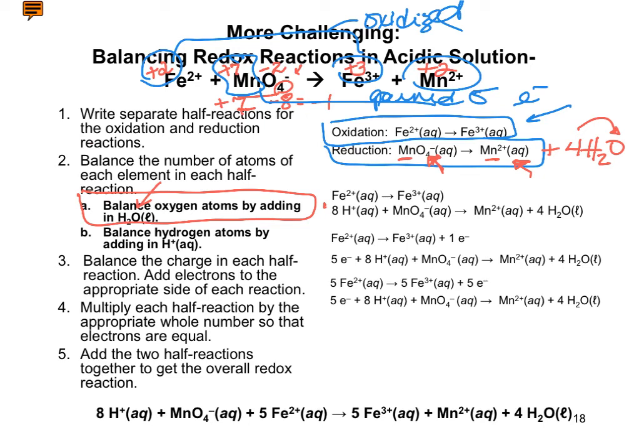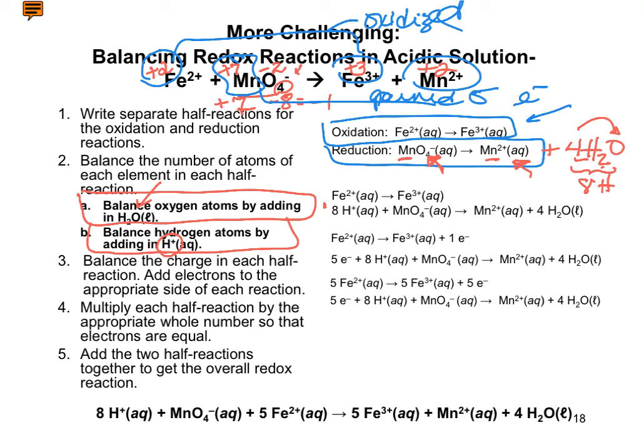Okay, that's a big help because now I have 8 hydrogen atoms on the product side, right? 4 times 2. No hydrogen atoms on the reactant side. What the heck do I do now? The second important new rule: balance hydrogen atoms by adding hydrogen ion.